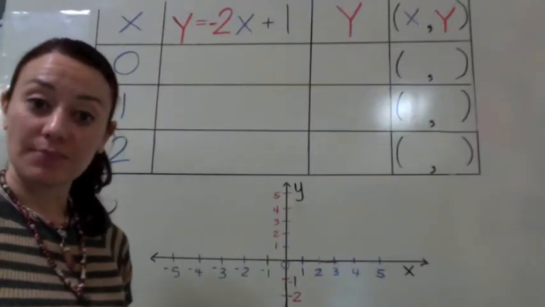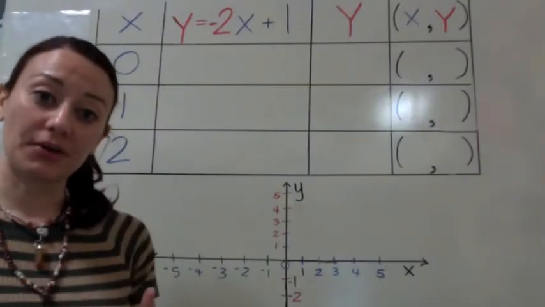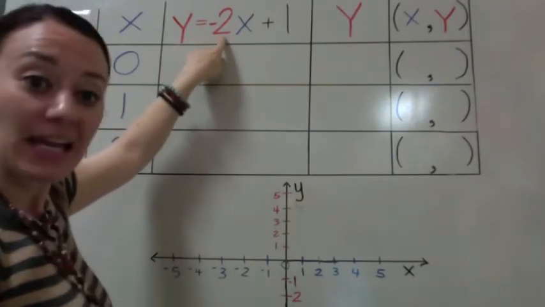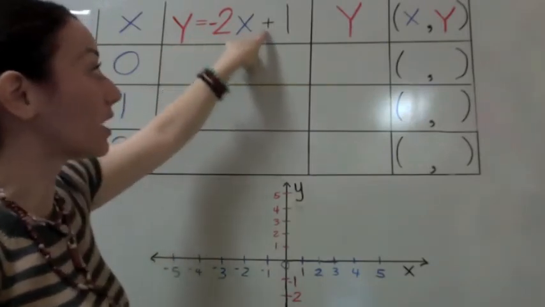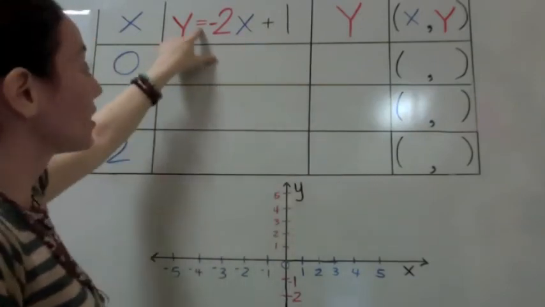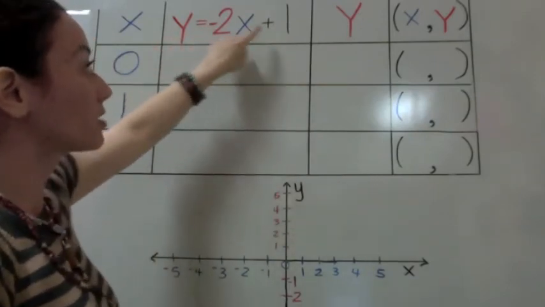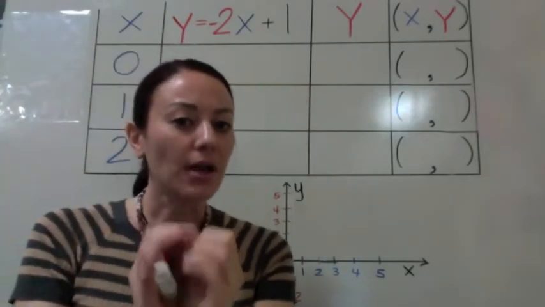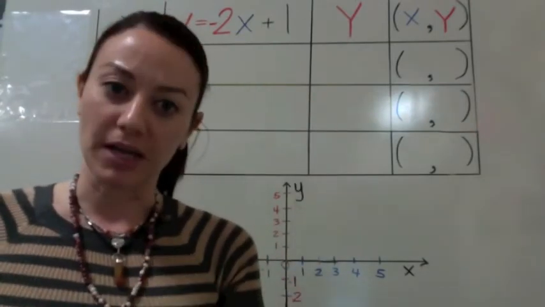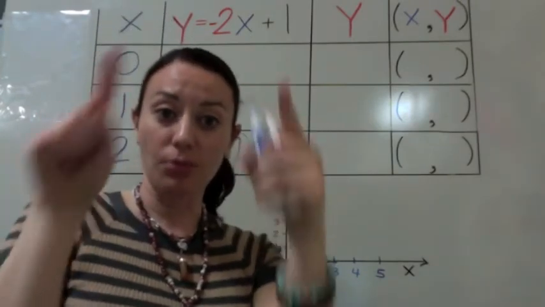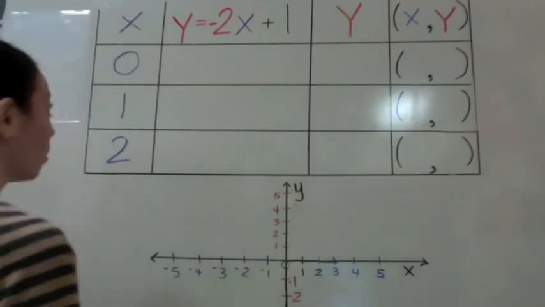Let's take a look at example number 2. We have a new linear equation. It says y equals negative 2x plus 1. Say it again: y equals negative 2x plus 1. What is negative 2 and x? When they're together, they're being multiplied, right? They're being what? Multiplied.